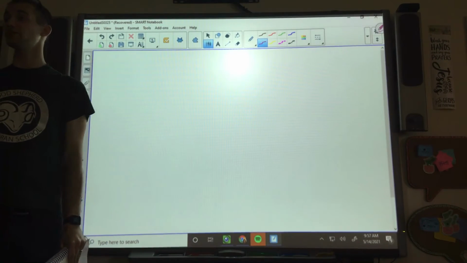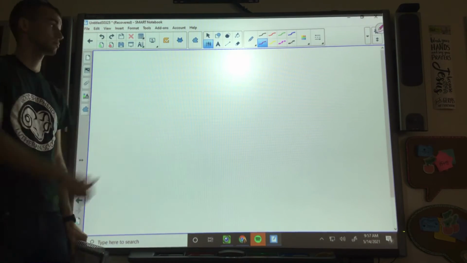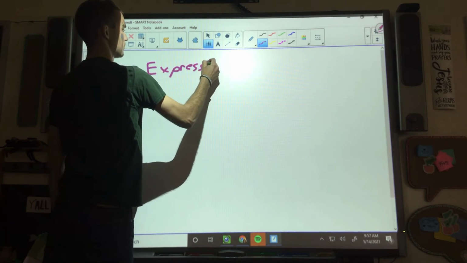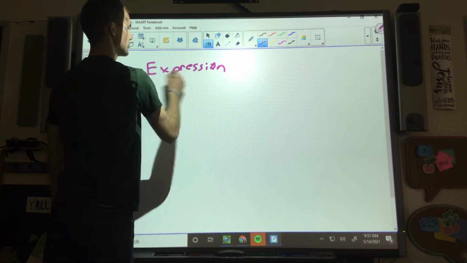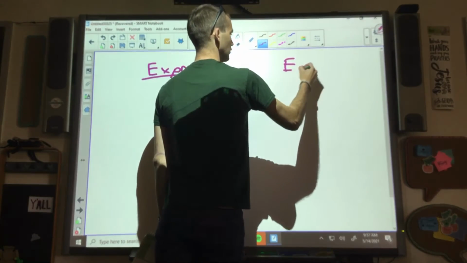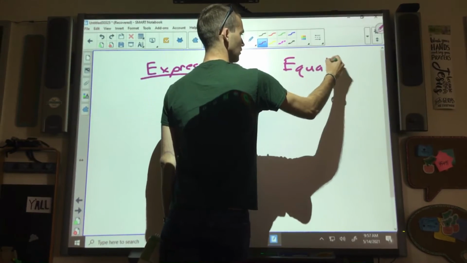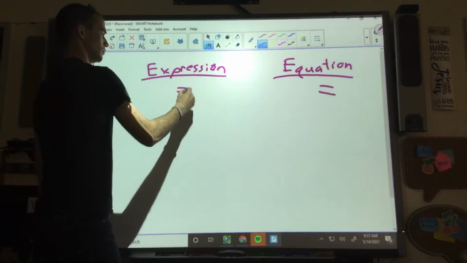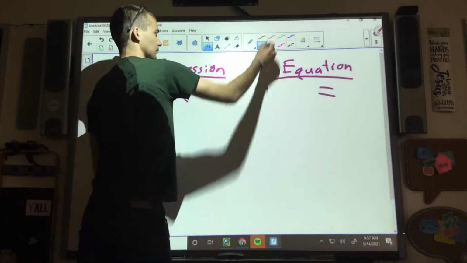Remember, what did I say is the difference between an expression and an equation? Equal. What, Jameson? Equal sign. What about an equal sign? If you don't have an equal sign, it's an expression. But if you have an equal sign, it's an equation. Correct.